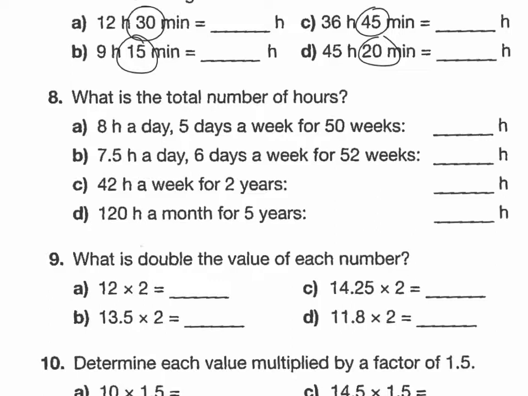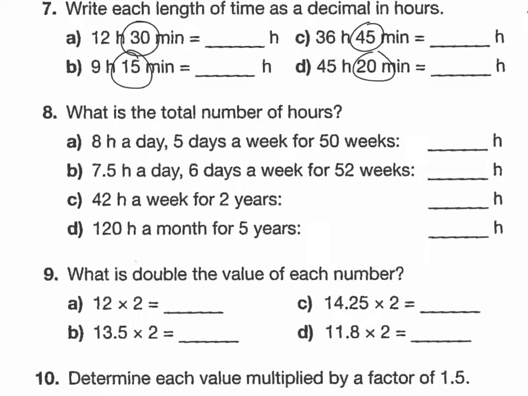Well, 8 hours a day, 5 days a week, so that's 5 days times 8 hours, that's 40 hours in a week, and you worked 50 weeks. So it's going to be 8 times 5 times 50, and that'll get you your total there. And the same thing applies here, 7.5 times 6 days a week, multiplied by 52 weeks will get your total number of hours, 42 hours in a week, and 120 hours in 5 years.